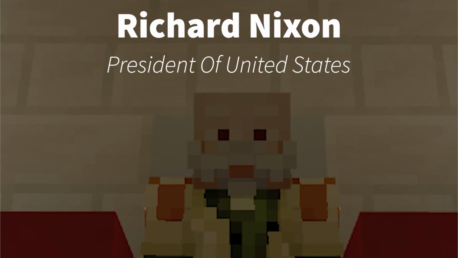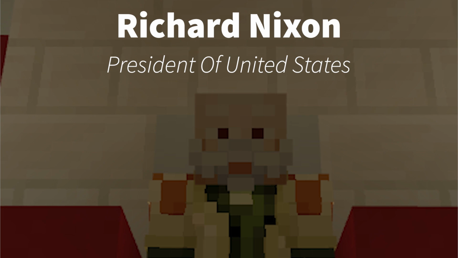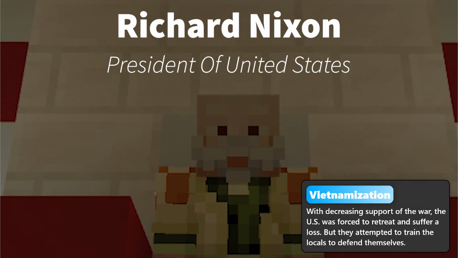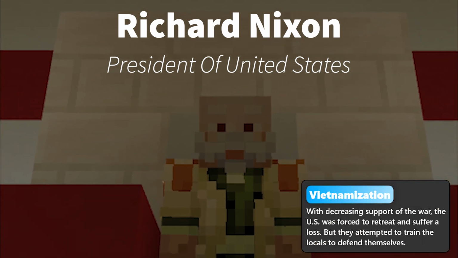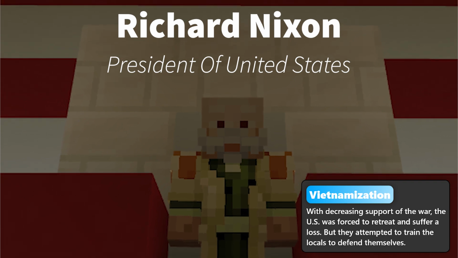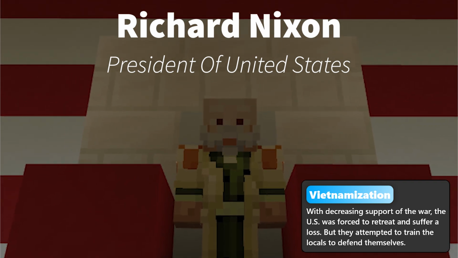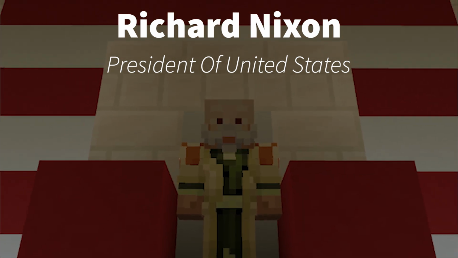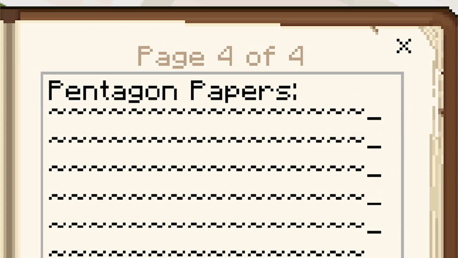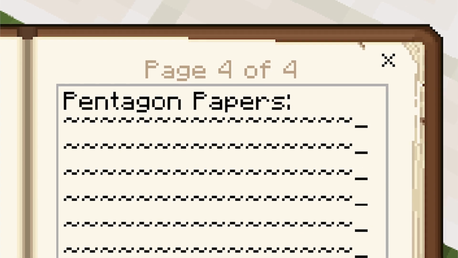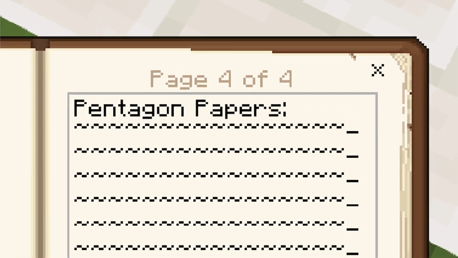So under President Richard Nixon, the United States started our policy of Vietnamization. Vietnamization was basically where we taught the Southern Vietnam soldiers to defend themselves, because the US was no longer willing to defend them. The Pentagon Papers also heavily contributed to this decision. They were a set of secret papers released to the public, and they illustrated our involvement in the Vietnam War.